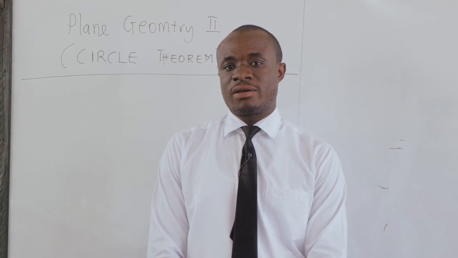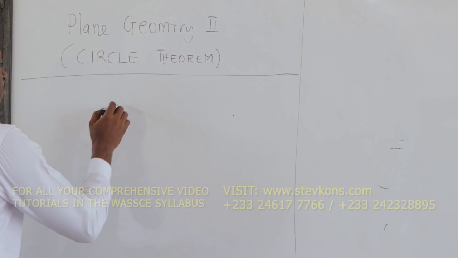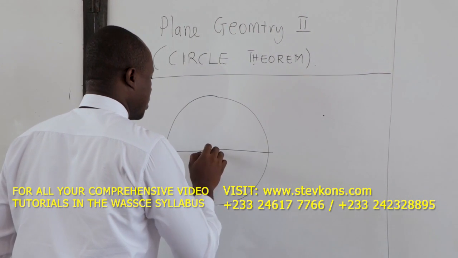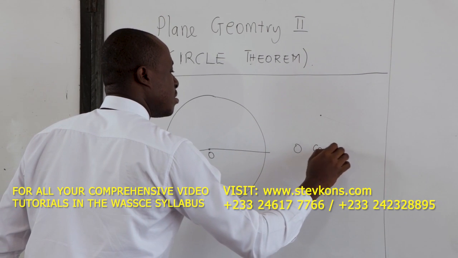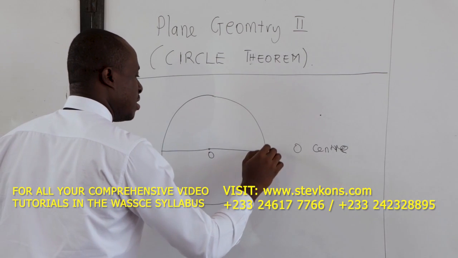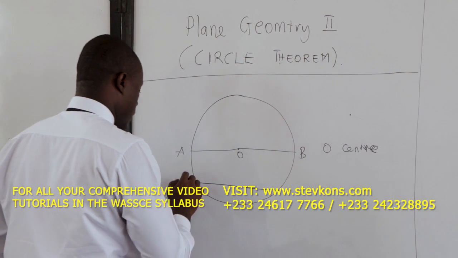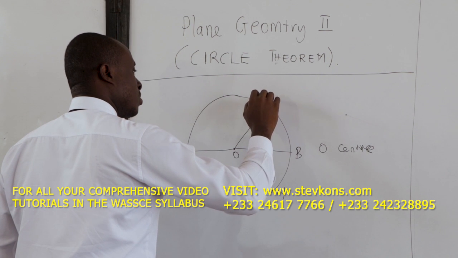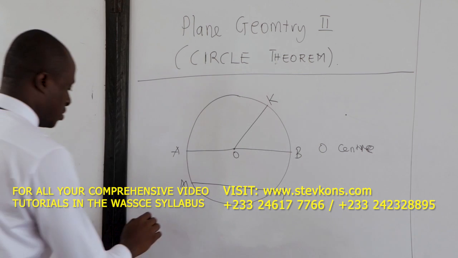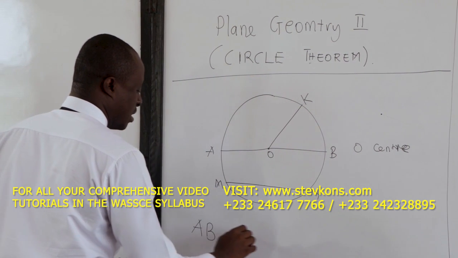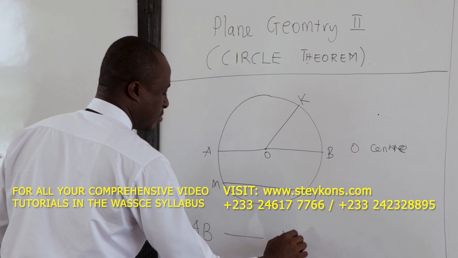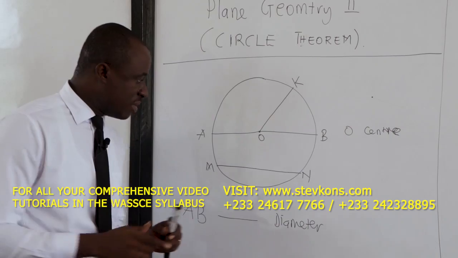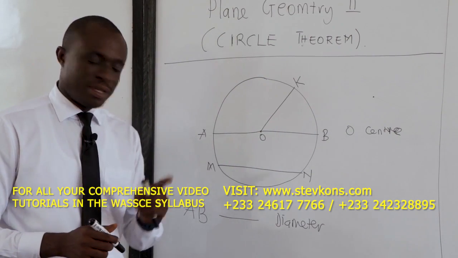Now let's consider a circle and label the parts. If you have a circle, and O is the center, this is line AB. We have M, N, and also O, K. We call the line AB a diameter. Any line which divides a circle into two equal parts is called a diameter. Because O is the center, we say line AB is a diameter.